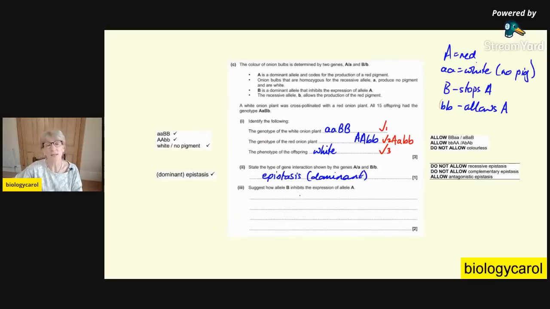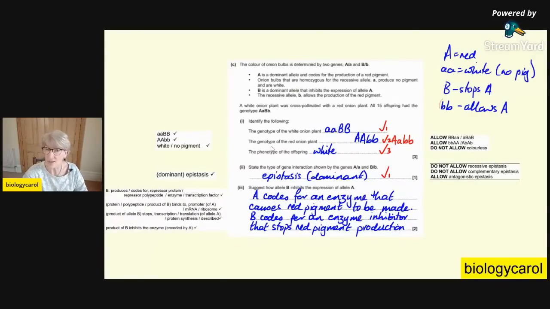Suggest how allele B inhibits the expression of allele A. Now, I must admit, I immediately thought of allele big A producing a functional enzyme that caused the production of the red pigment. And therefore, I had gene B being an inhibitor to that enzyme.